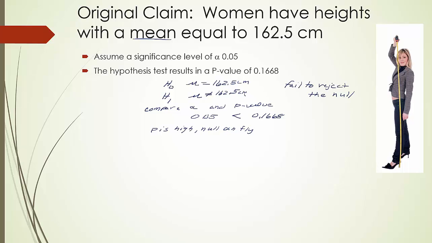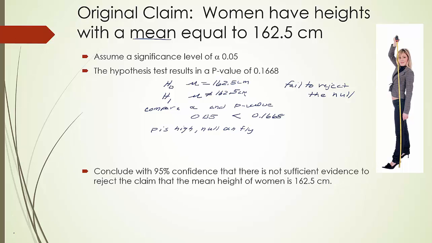And again, we have to put that in the language of the problem. So if we fail to reject it, that means we have evidence to support that the mean is actually 162.5 centimeters. And so a couple different wordings. We could conclude with 95% confidence that there is not sufficient evidence to reject the claim that the mean height of women is 162.5 centimeters.